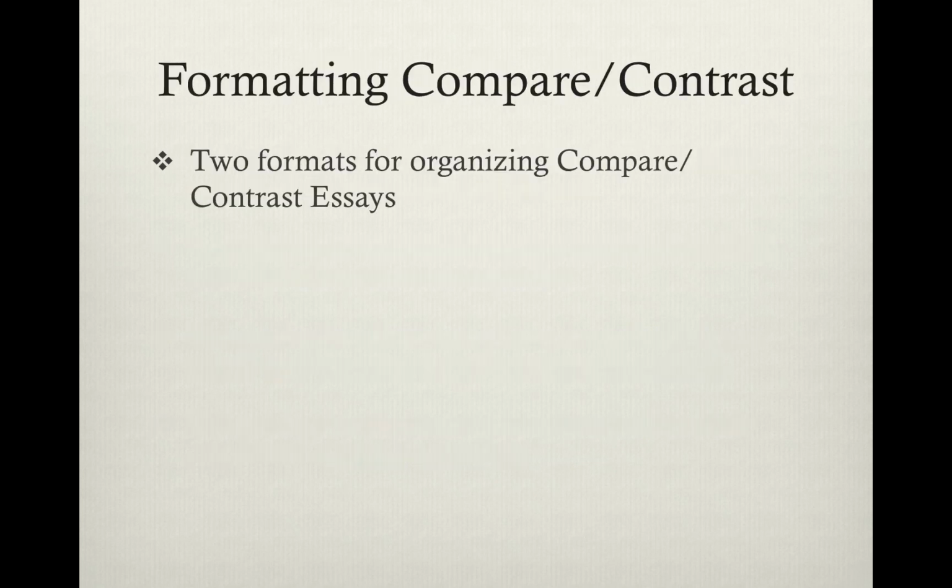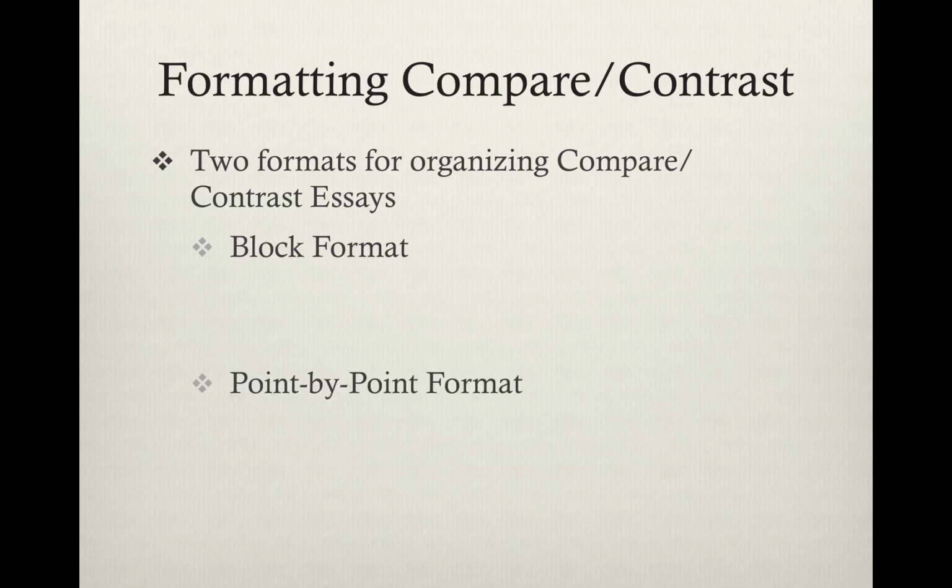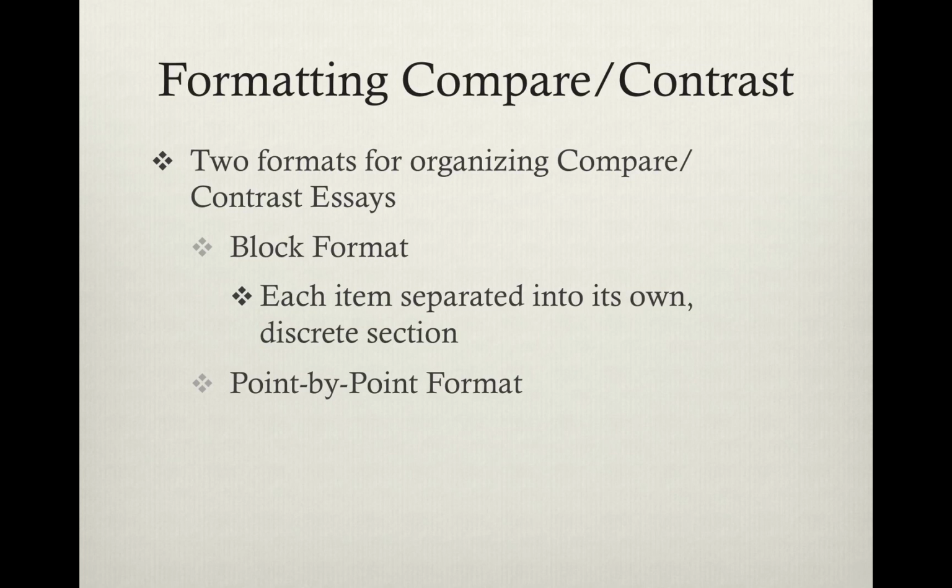The way we format a compare-contrast essay, there are two basic styles that you can use, two basic ways to organize the information. The first one is called the block format, and the other one is called the point-by-point format. The block format has a style where each item is separated into its own discrete section. In other words, you're going to write first about one of the items completely, talk about everything, then you're going to write in the next section or paragraph all about the other item. They'll never really touch one another. You'll just say, here's this point, here's the other point.